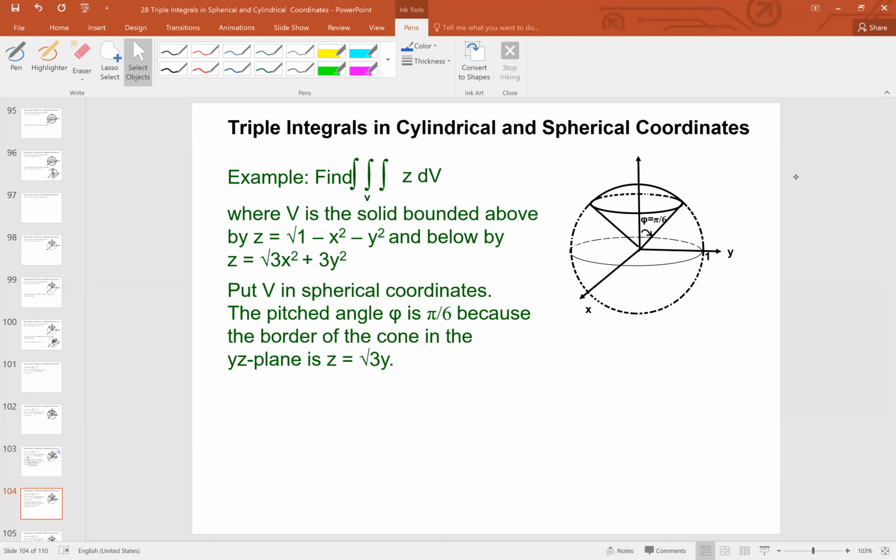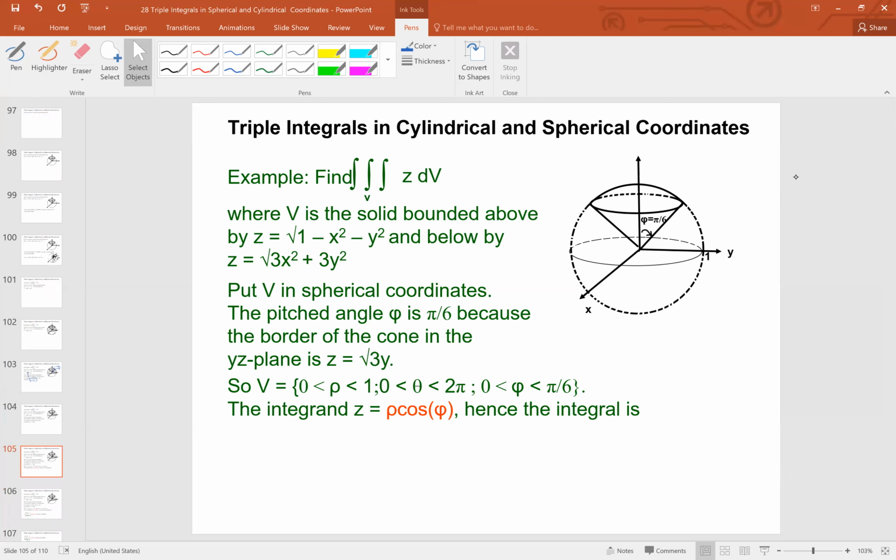And now it's easy to describe this in spherical coordinates. Rho is between 0 and the outer sphere of radius 1, and theta is again 2 pi, 360 around. Then the pitch angle is only up to pi over 6. Now the integrand: I need to convert it into rho, theta, phi. That's why we go back to the original conversion rule. The z is rho cosine phi.